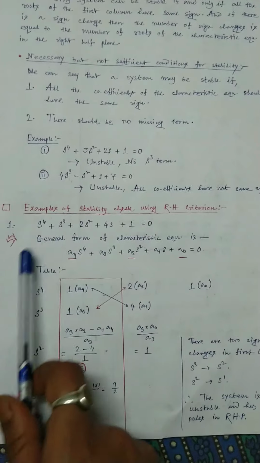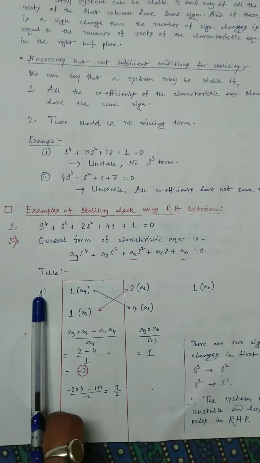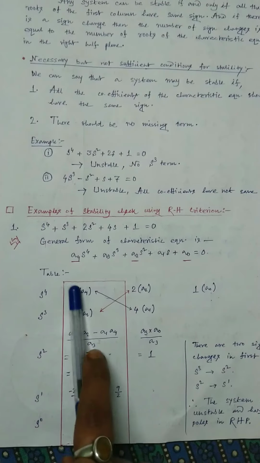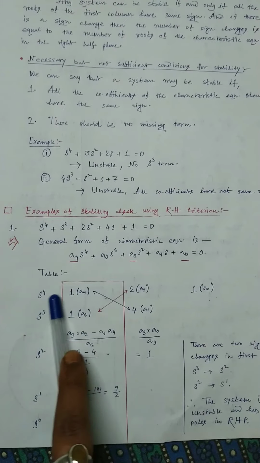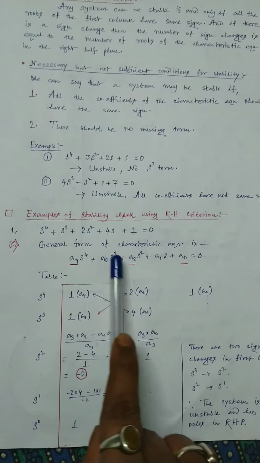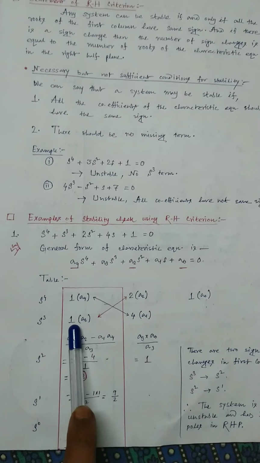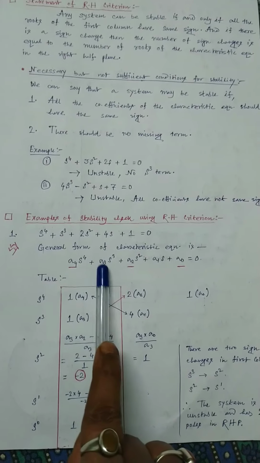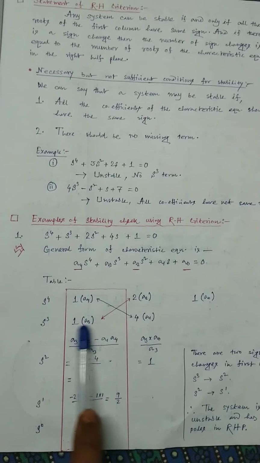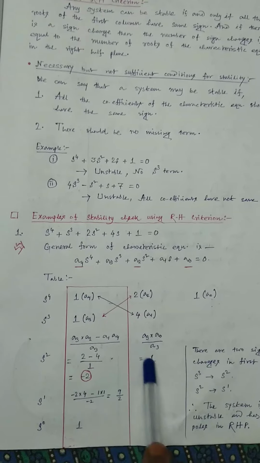Firstly, we have to write down the highest order of s to the power 0, that is s to the power 4, s cube, s square, s to the power 1 and s to the power 0. Now in this first row we have to put the coefficients of a4, then a2, then a0, that is 1, 2 and 1. In the second row we have to put the coefficients of s3 and s, so that is 1 and 4. Now we have to calculate the remaining part.